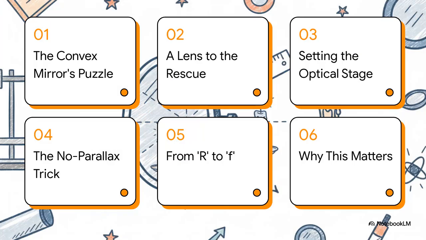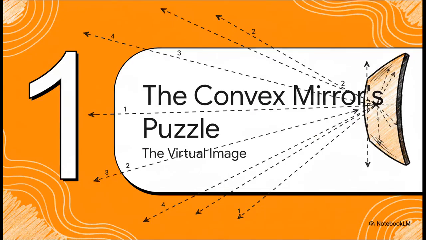So here's our game plan. First, we'll dive deep into the puzzle itself. Then, we'll introduce our secret weapon, a convex lens. After that, we'll show you how to set up the whole experiment on an optical stage, master a really cool technique called the no parallax trick, and then we'll run the numbers to get from R to F. And finally, we'll talk about why this isn't just a lab experiment, but something that actually matters. All right, let's get right into it.